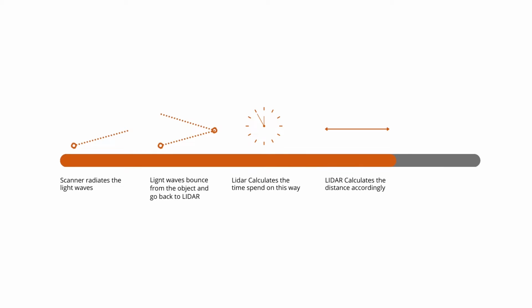So, how does it work? The scanner radiates light waves, and then the light waves bounce from the object and go back to LIDAR. LIDAR calculates the time spent on this way. LIDAR calculates the distance accordingly. Each of these pulse laser measurements is processed into a 3D visualization known as a point cloud.